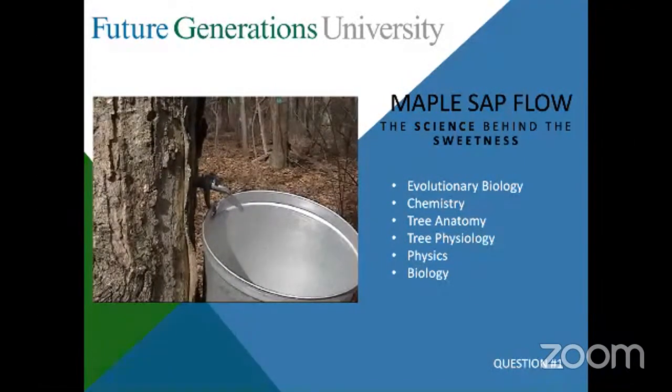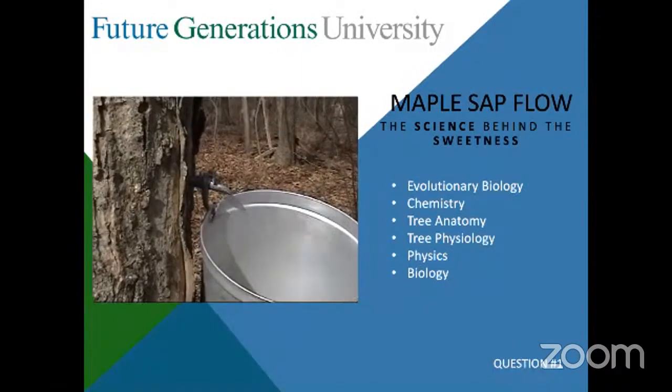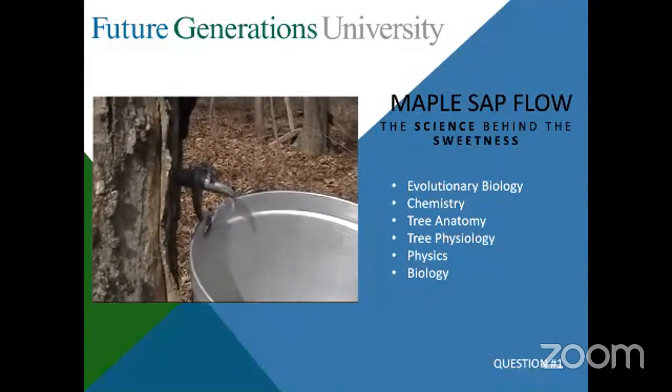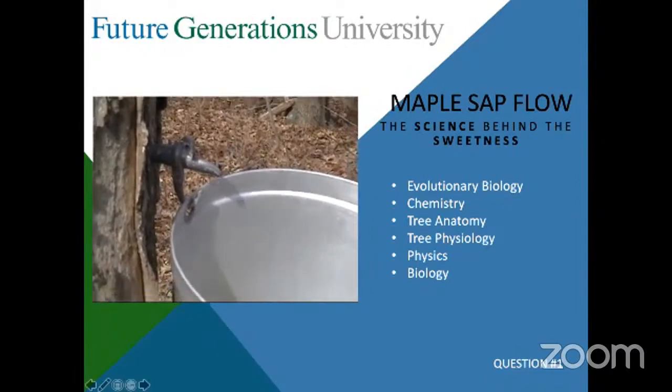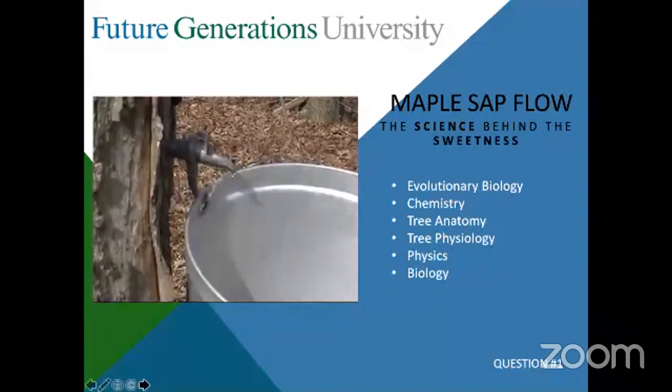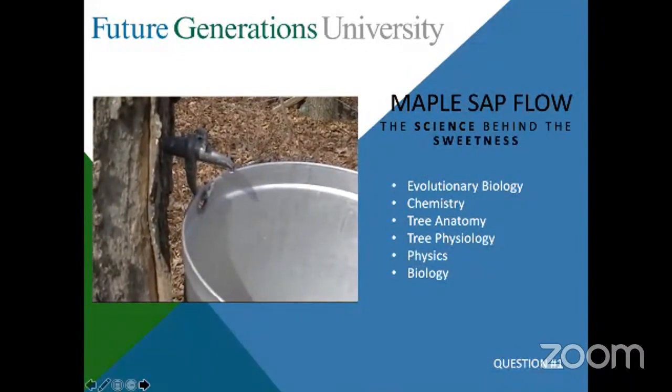This is a talk on science, okay? We're going to talk about the science behind the sweetness. We're going to talk about the science of sap flow. And in the process, we're going to make mention of evolutionary biology, chemistry, tree anatomy, physiology, physics, biology. We're going to bring a lot of science topics together and apply them to the issue of sap and sap flow in trees.